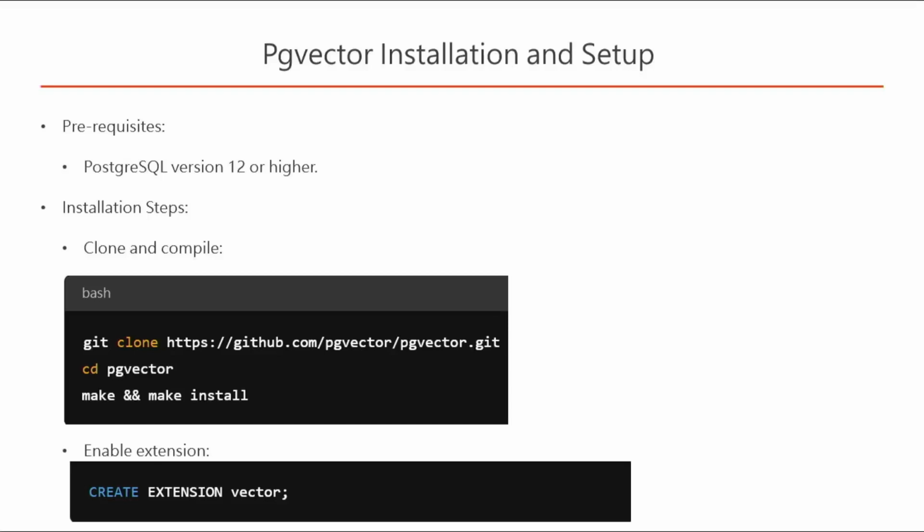If the previous steps are successful, you can use this SQL command to create the vector extension. It means you can use vector in PostgreSQL. This SQL is CREATE EXTENSION vector.